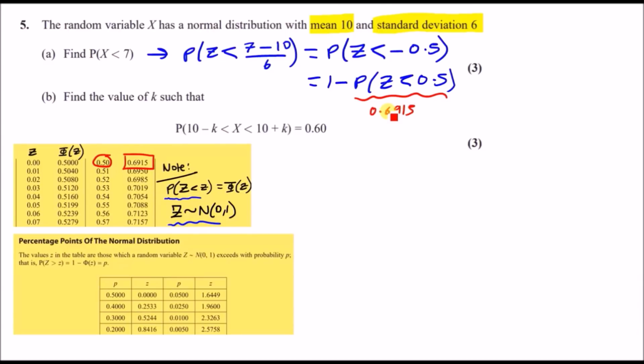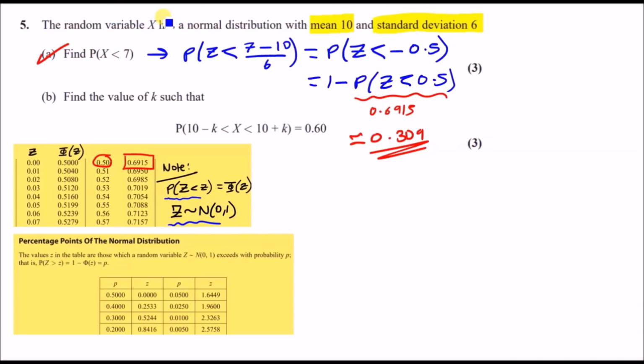And then you just subtract that. And when you do the quick subtraction, you should get an answer of 1 minus that, 0.309. Okay? And that's it. That's literally A done. Simple as that.